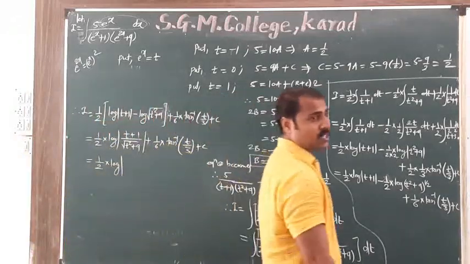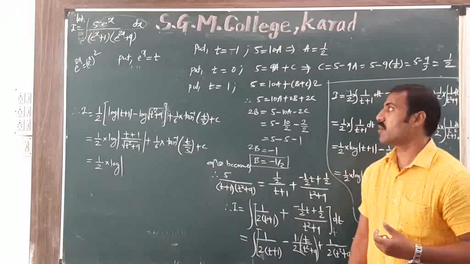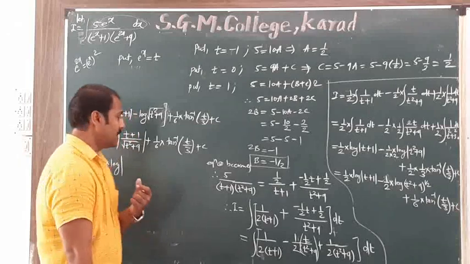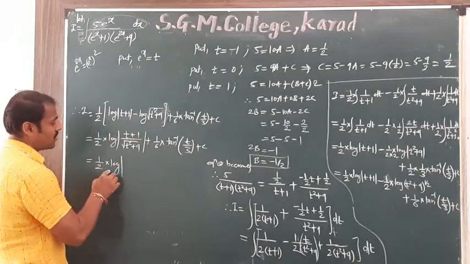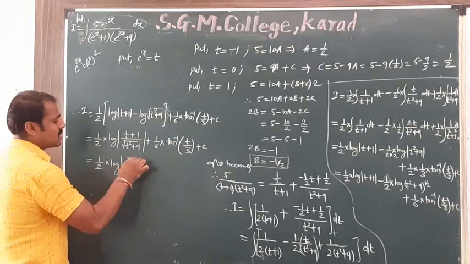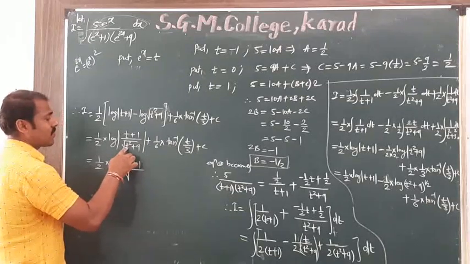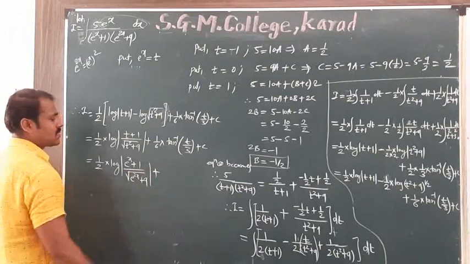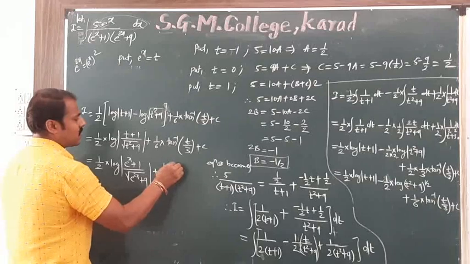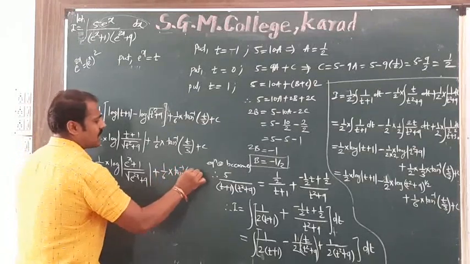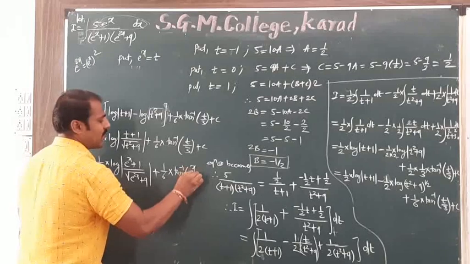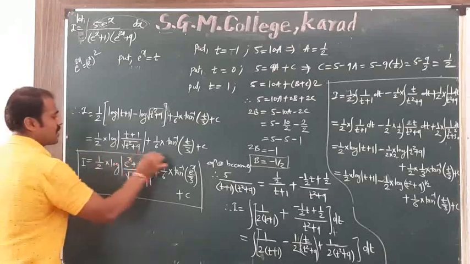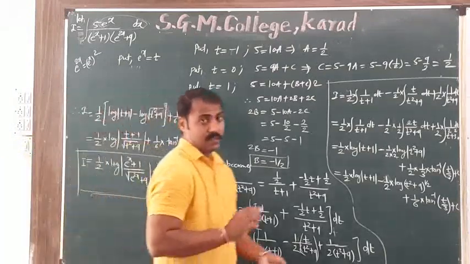Since the answer is in variable t but the question is in variable x because of our substitution, we resubstitute the value of t as e raised to x. So the answer is 1 upon 2 into log of mod of e raised to x plus 1 divided by square root of e raised to x square, that is e raised to 2x plus 9, plus 1 upon 6 into tan inverse of t by 3, t is what, e raised to x divided by 3, plus constant of integration c. This is the final answer of the given integration.